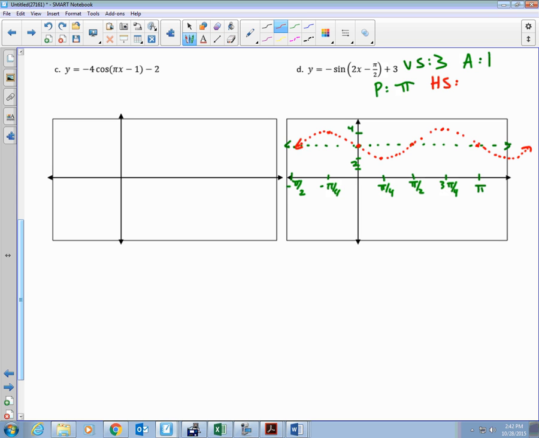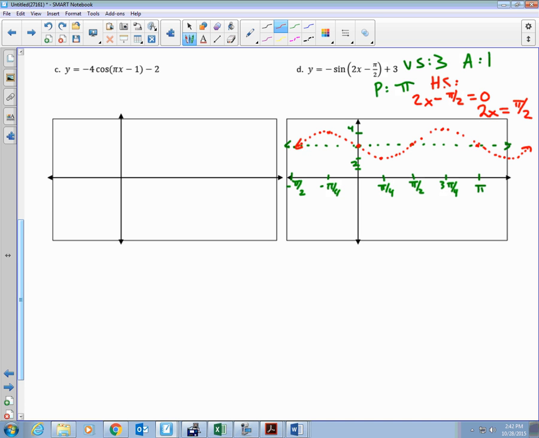So I sketched the ghost graph. Now I have to apply the horizontal shift. How do I calculate the horizontal shift? I take the inside and I set it equal to what? 0. So 2x minus pi over 2, and I set that equal to 0. How do I solve that? What do I do to both sides? Add pi over 2. So I have 2x is equal to pi over 2.